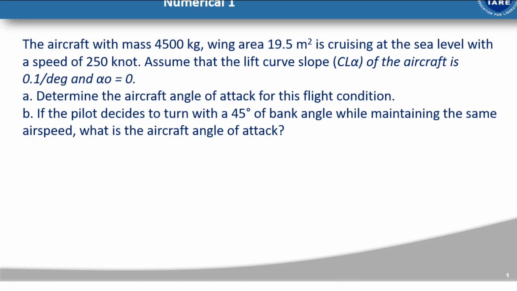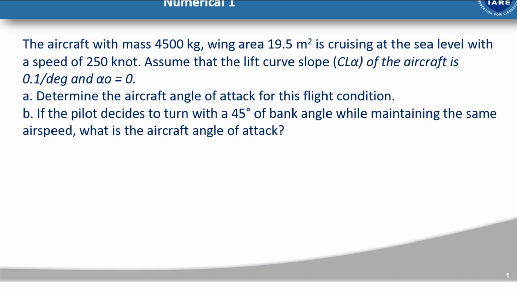So we will do some numericals, and numerical number 1. An aircraft with a mass of 4500 kg and wing area 19.5 meter square is cruising at sea level with a speed of 250 knots. Assuming that the lift curve slope CL alpha of the aircraft is 0.1 per degree and alpha 0 is equal to 0, determine the aircraft angle of attack. If the pilot decides to turn with a 45 degree bank angle while maintaining the same airspeed, what is the aircraft angle of attack?